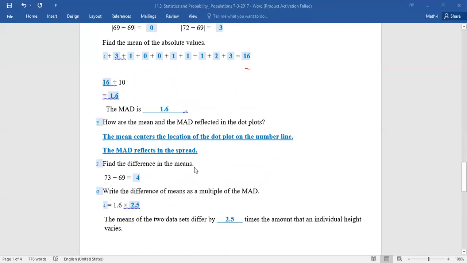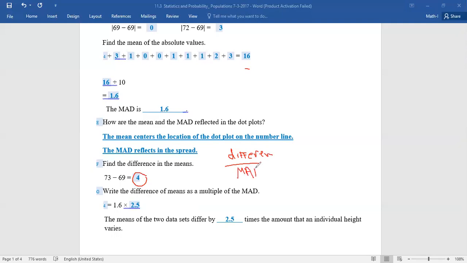Now you have a question. Find the difference in means. The first mean was 73 and the second mean was 69. What is the difference between them? We will subtract it. It's 4. Write the difference of means as a multiple of MAD. How? Now we are going to divide the difference of the means by MAD. You will divide the difference by MAD.